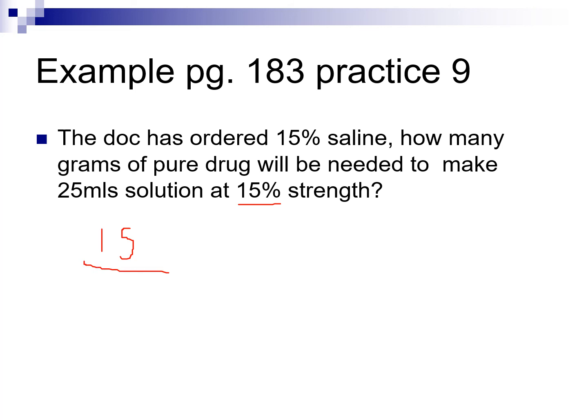I usually put the known on my left and my unknown on my right. So we got 15 over 100. That's my known. Again, the units are going to help me out. This is grams, and this is mils. The problem is telling me it knows mils, so the 25 is the mils.